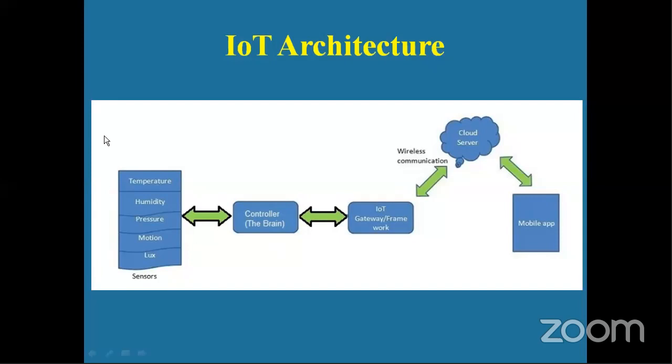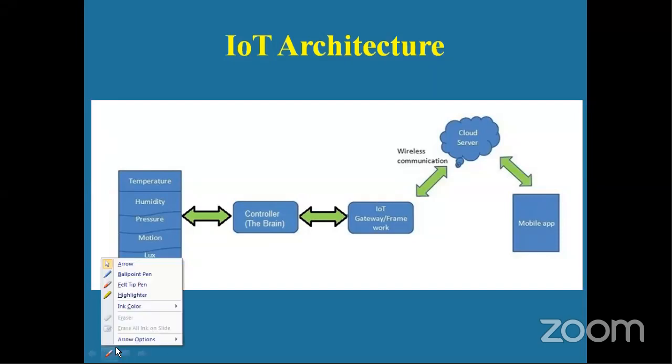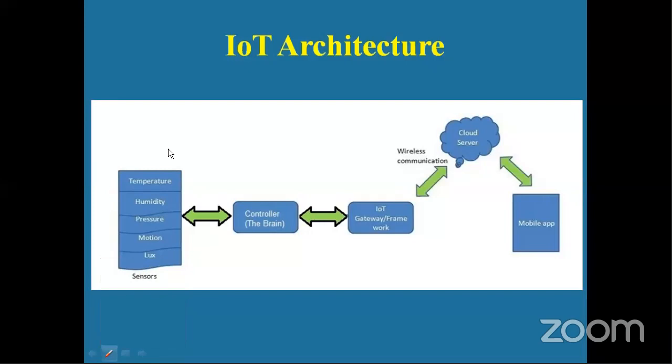If you consider this sensor and controller, this is the hardware part of your IoT. It contains a controller, the brain of the IoT. It contains a lot of sensors. It can contain temperature sensor, humidity sensor, pressure, motion, and even a light sensor. So these 2 blocks here are the hardware of your IoT architecture. Then you have something called the IoT framework and the gateway.